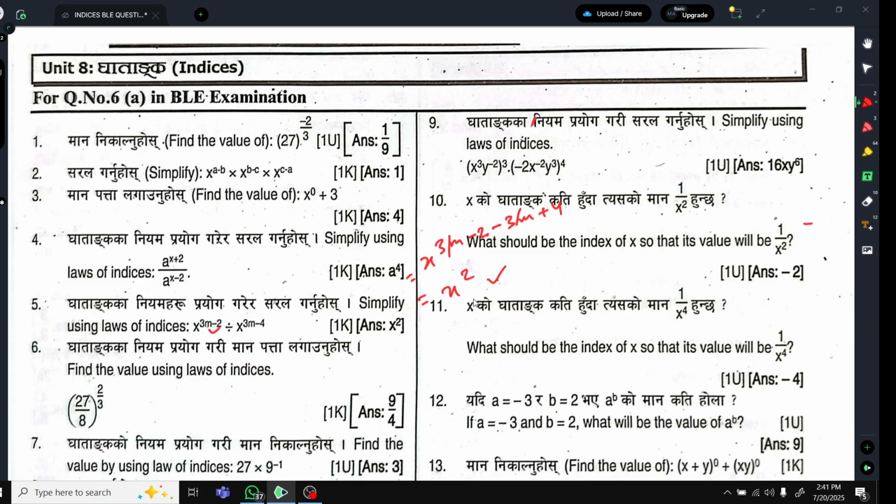Coming to question number 6 now. In question number 6 we have find the value using this indices law. Very easy.